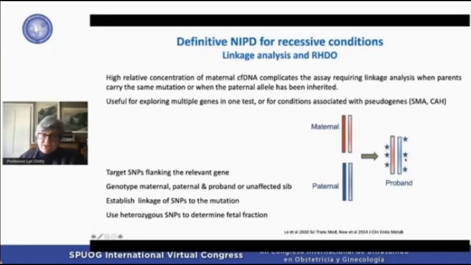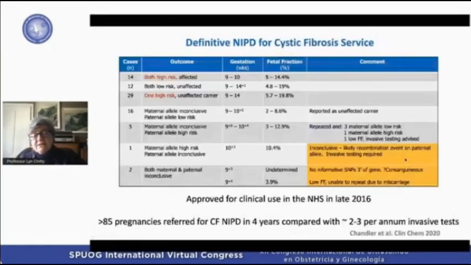Now, using these approaches, which are more complicated and difficult to use, we have established non-invasive prenatal diagnosis for cystic fibrosis in our unit. We've done more than 85 pregnancies now. It's a very popular test, and you can see that we can identify both affected fetuses, unaffected fetuses, and carrier fetuses. The rate of failure or inconclusive rates is very small.